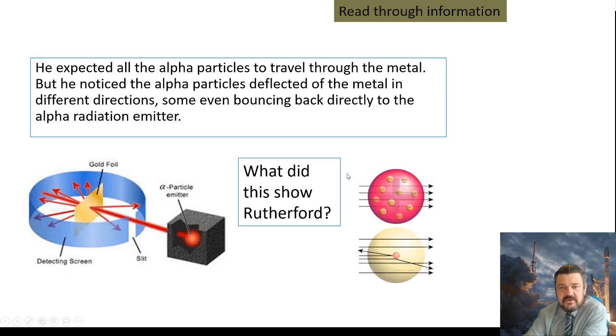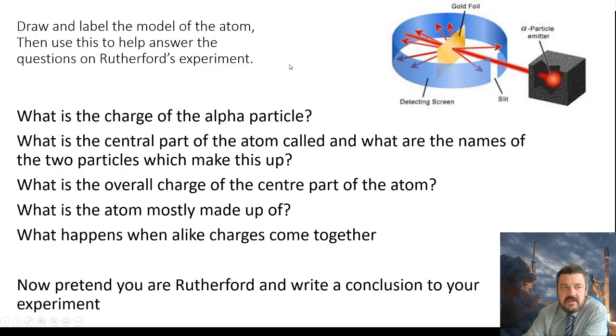So what I'd like you to do is complete task 1. I'd like you to draw and label the model of the atom, then use this to help answer the questions on Rutherford's experiment. Remember, in the atom, you will have protons, neutrons, and electrons. So answer these questions first, and then you can write your conclusion.